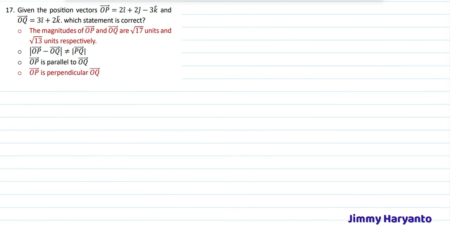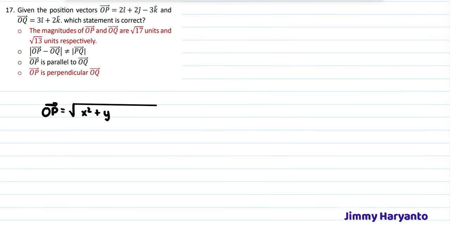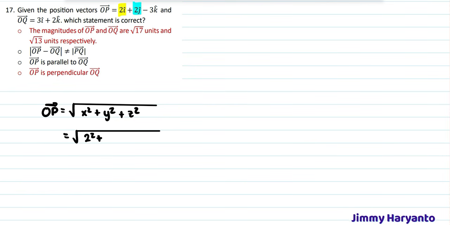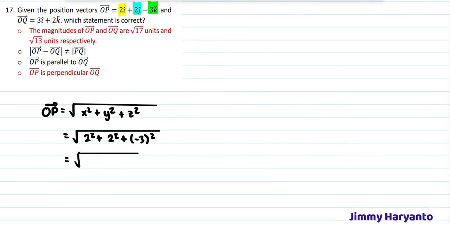Next is 17. For question 17, the question wants you to find the magnitude of OP and also OQ. The formula of magnitude is square root of x square plus y square plus z square. So you only have to input the x and y and z. The x for the OP is this one, 2. So 2 square plus the y is 2, 2 square plus the z is negative 3, so negative 3 square.